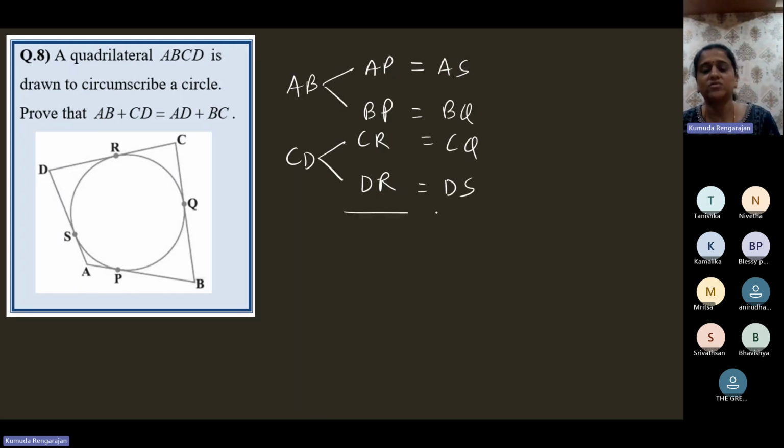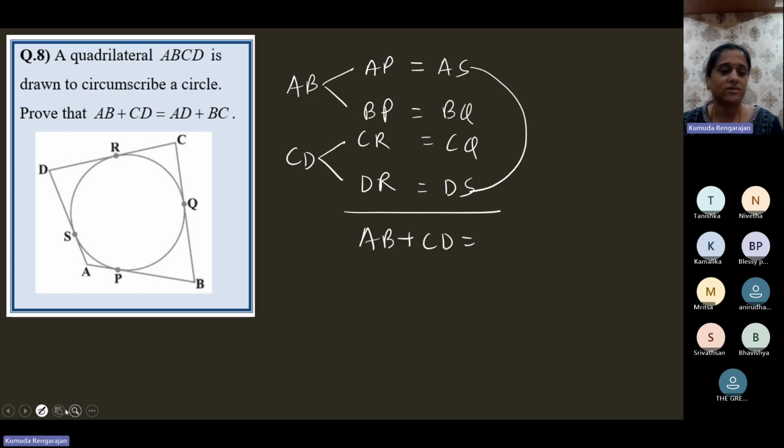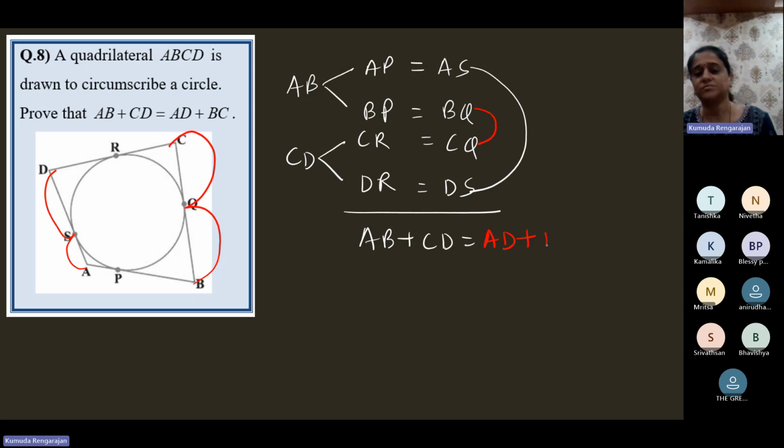Now add these two results. We will automatically get AP plus BP, which is AB, plus CR plus DR, which is CD, is equal to AS plus DS, and AS plus DS is AD, plus BQ plus CQ, and BQ plus CQ is BC.